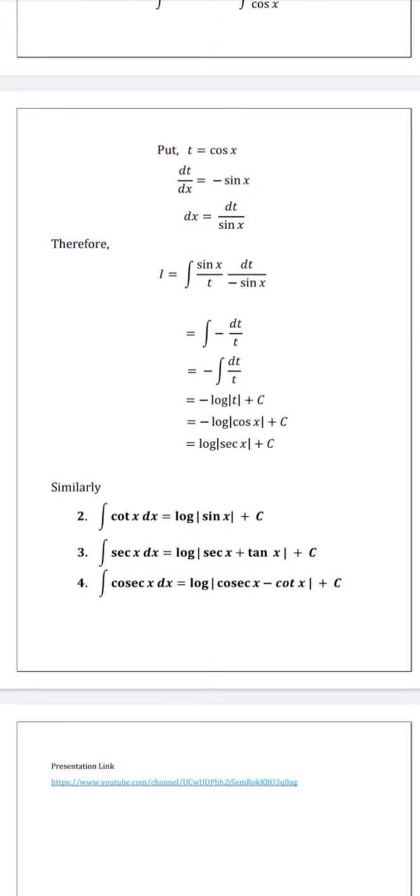Similarly, integration of cot x is log sin x plus c. Integration of sec x is log(sec x plus tan x) plus c. Integration of cosec x is log(cosec x minus cot x) plus c.